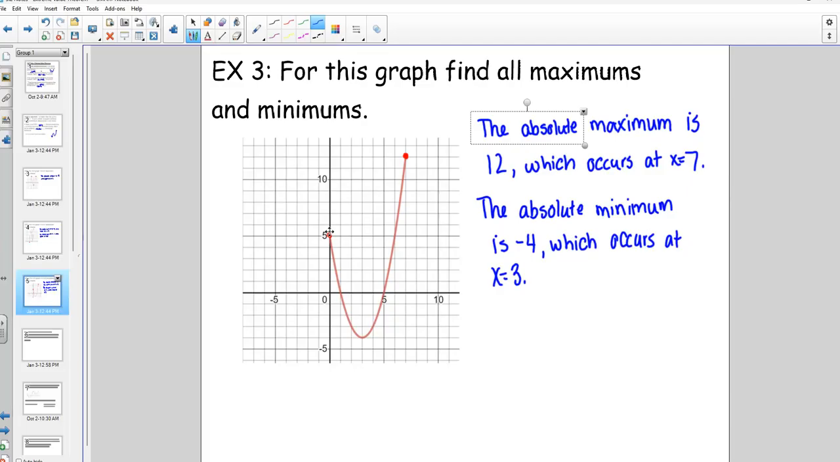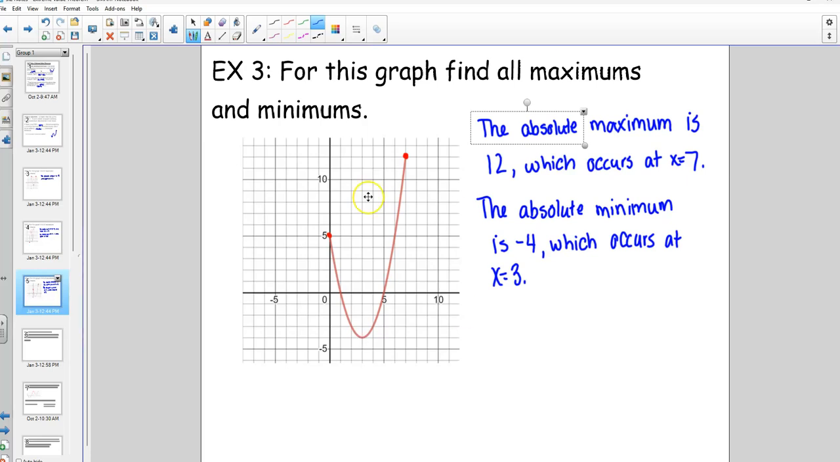So the very highest point on this graph is 12, is your y-coordinate, which occurs at x equals 7. So that absolute maximum is 12, which occurs at x equals 7. And then the absolute minimum, the very lowest point on this graph, is -4, which occurs at x equals 3.